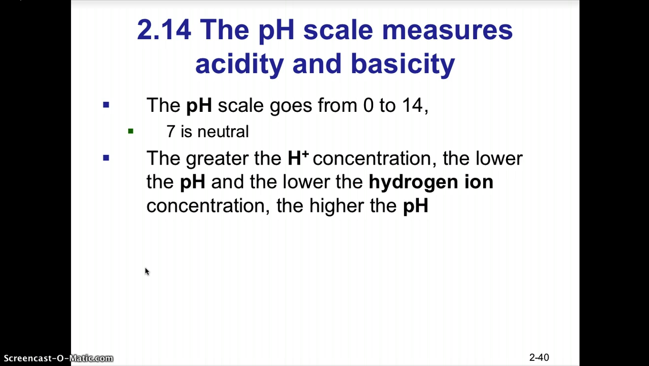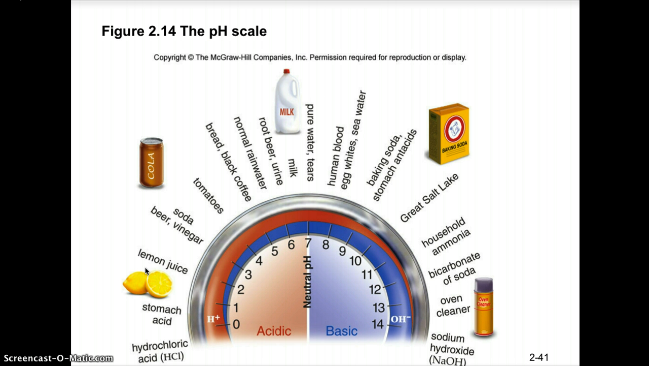7 is neutral. The greater the hydrogen ion concentration, the lower the pH, and the lower the hydrogen ion concentration, the higher the pH. So if you look at the pH scale, we have pure water and tears have a neutral pH of 7, and then you could see milk comes down between pH of 6 and 7. You have hydrochloric acid at about pH of 1, stomach acids at about pH of 1, lemon juice around a pH of 2. So those are all very strong acids.